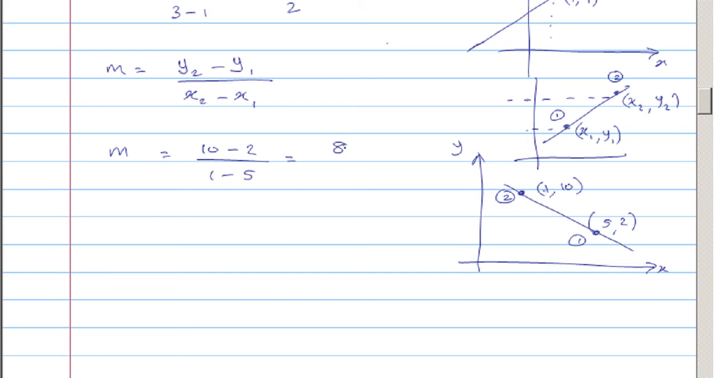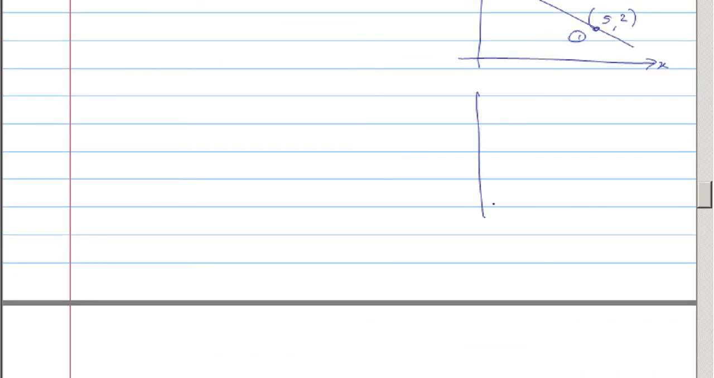So 10 minus 2 is equal to 8. 1 minus 5 is minus 4. And the gradient of this line is equal to minus 2. Also, if I have several lines, I can say which line would have a higher gradient than the other. I can compare one or more lines.